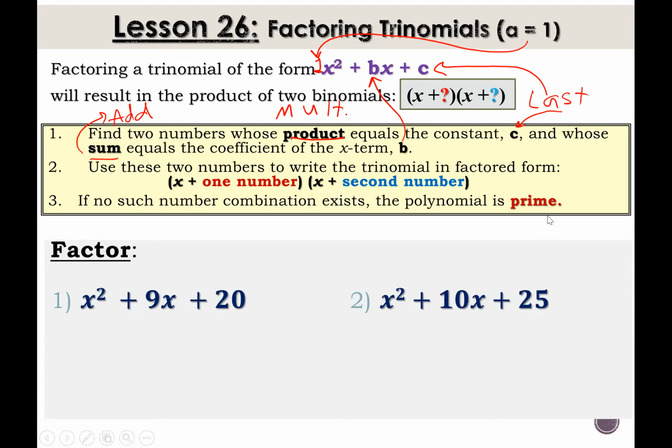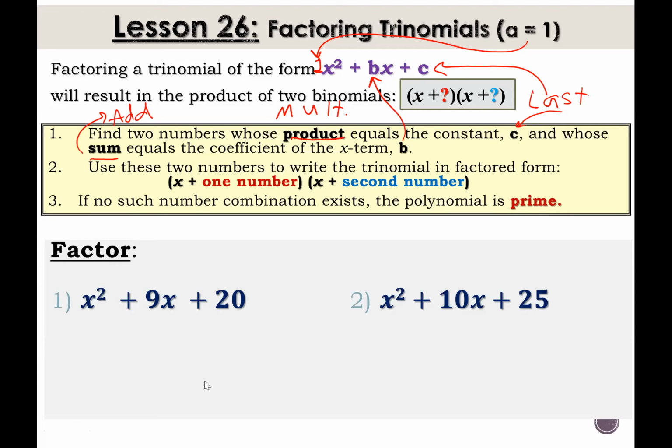So sometimes after all that work, we will find that there is no such combination of numbers. And that means the trinomial is not factorable. And if it's not factorable, we call that prime. That's sort of a way of saying that there's no solution. But prime is very specific in what that means. It's not factorable. So let's see some examples.